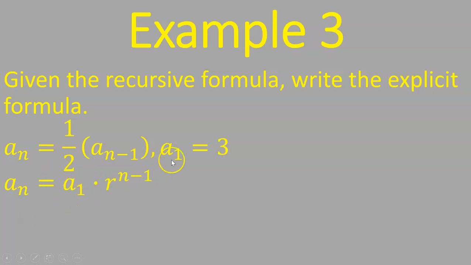Well, a sub 1 is given directly as 3, and we need to be able to look at this and tell that, okay, this is recursive because we have a sub n minus 1, and that the number in front of that would be the r value. So my explicit formula in this case would be 3 for a sub 1 given directly, and 1/2 that you took from the recursive formula. Okay, so this is the explicit equivalent to this information. That is geometric sequences and the recursive formula.